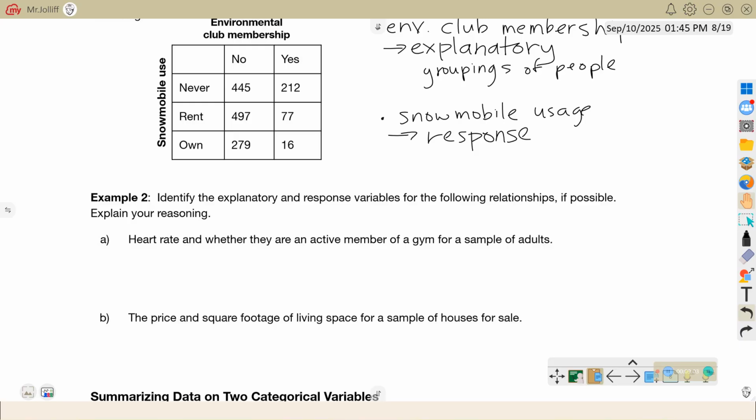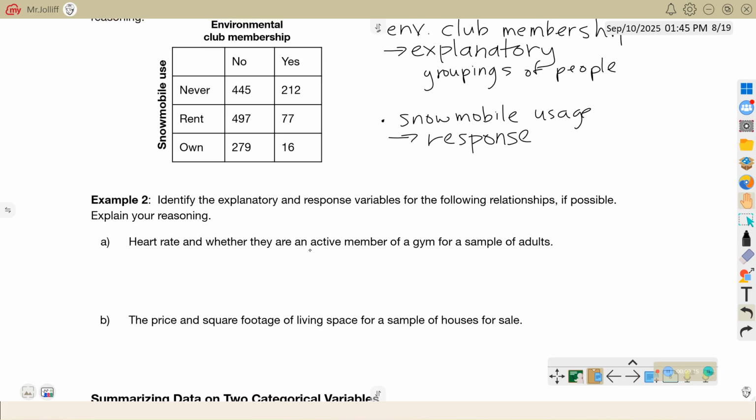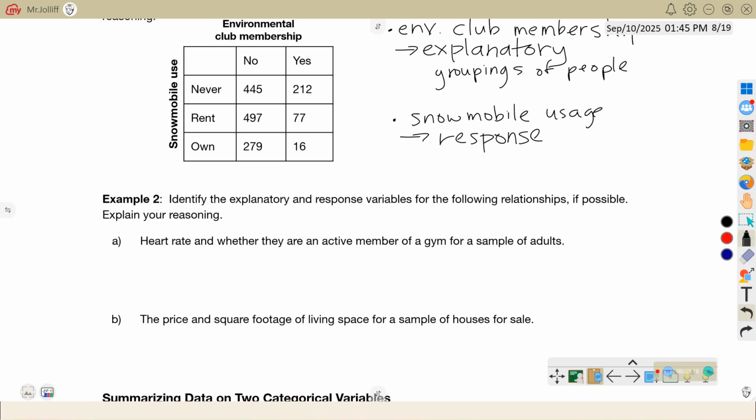All right. Who's got a vote for what our explanatory variable is? Please don't make me get the name generator out. Ivan? So Ivan says that active membership at a gym is our explanatory. Can I get a thumbs up if you agree? I see thumbs up popping around the room.